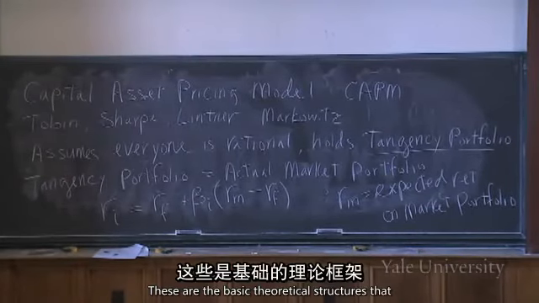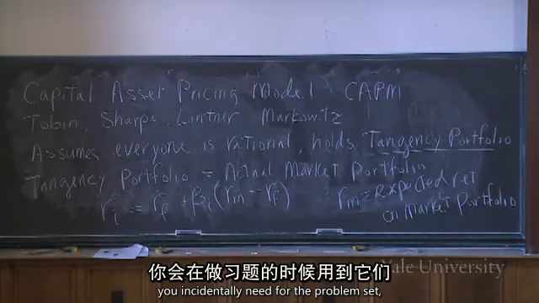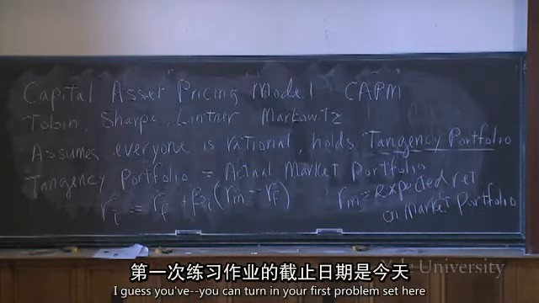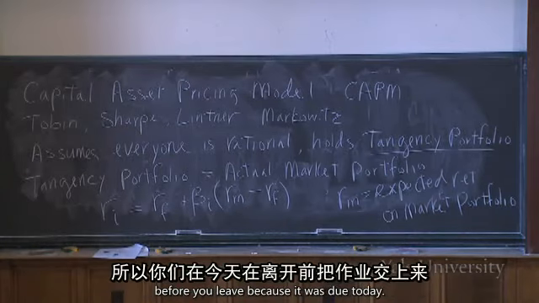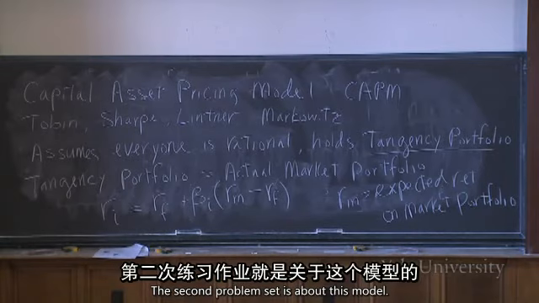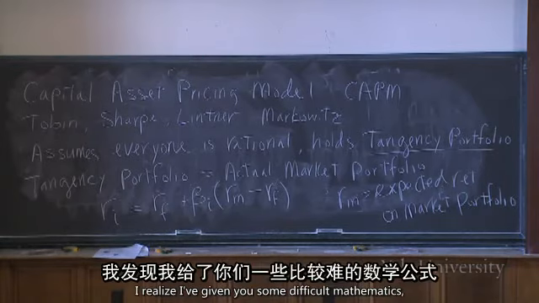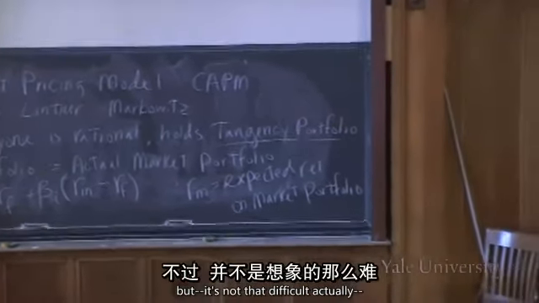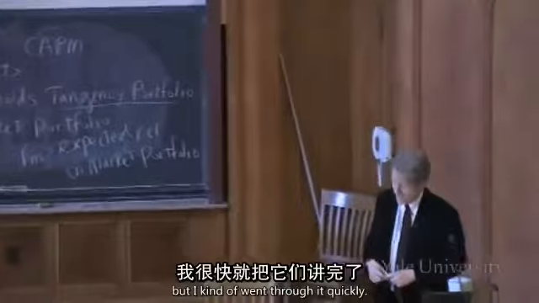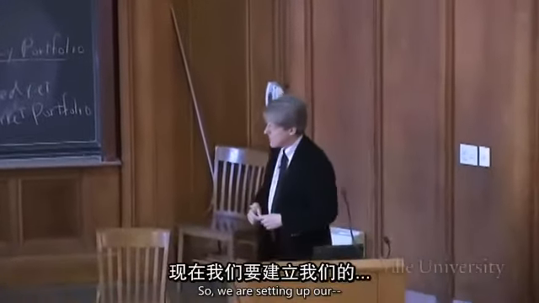So these are the basic theoretical structures that you incidentally need for the problem set, the first problem set. So the first problem set, I guess you can turn in your first problem set here before you leave, because it was due today. The second problem set is about this model. And so I realize I've given you some difficult mathematics, but it's not that difficult, actually, but I kind of went through it quickly.